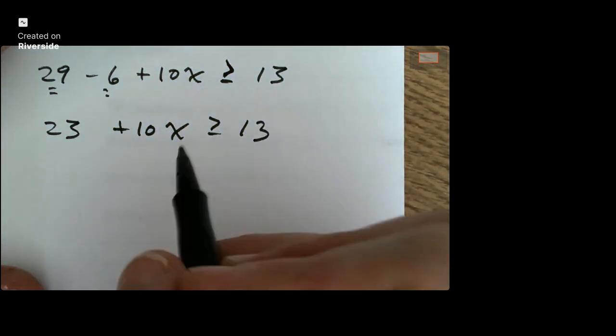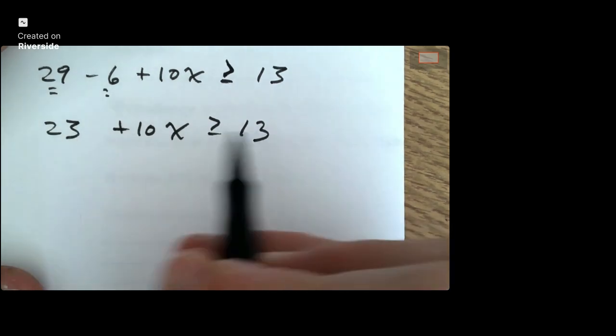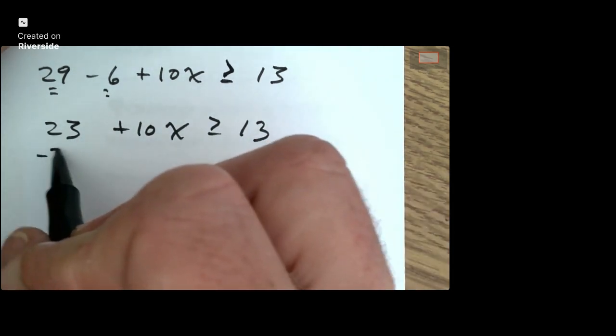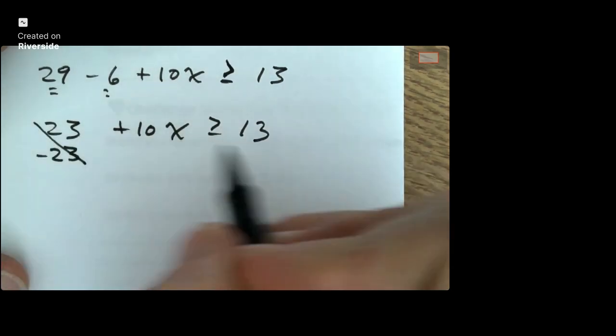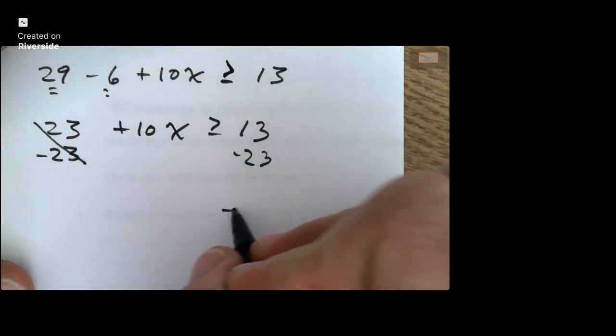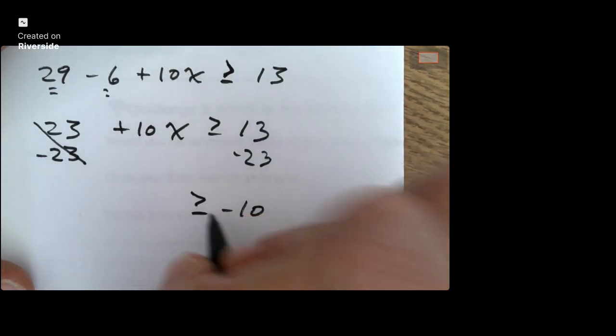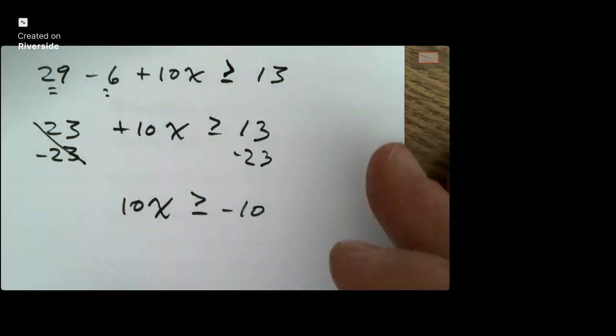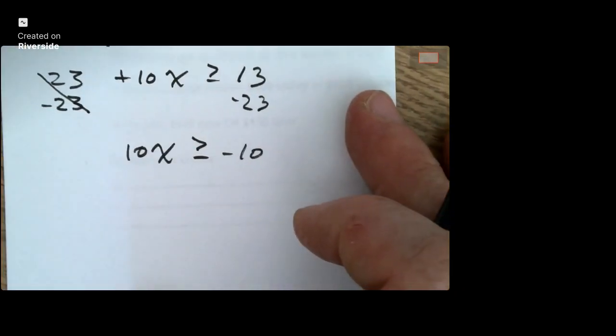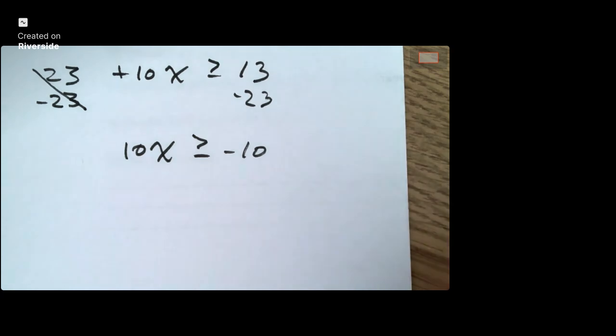All right, let's see here. I only got one variable term here. He's on the left, and I've got these two constants now that need to be combined. So let's go ahead and subtract 23 from this side. Got to subtract 23 from this side. Creates a calculation. I got to take 13 minus 23, which is going to give me a negative 10. So we've got our symbol the same, and we still got 10x on that side. We're almost there. We've got all of our like terms combined. We just need to get that x by itself.